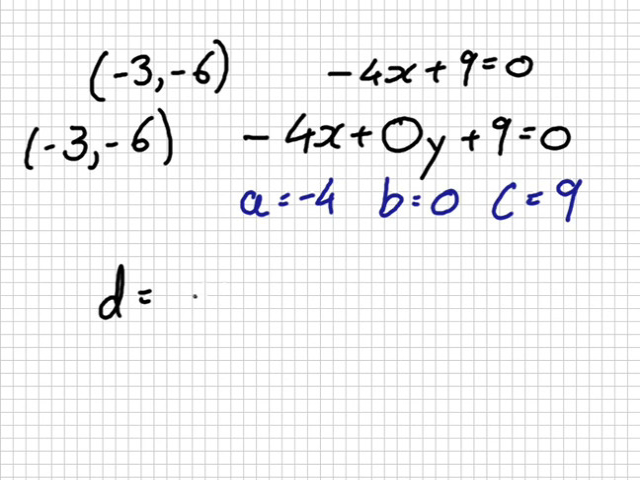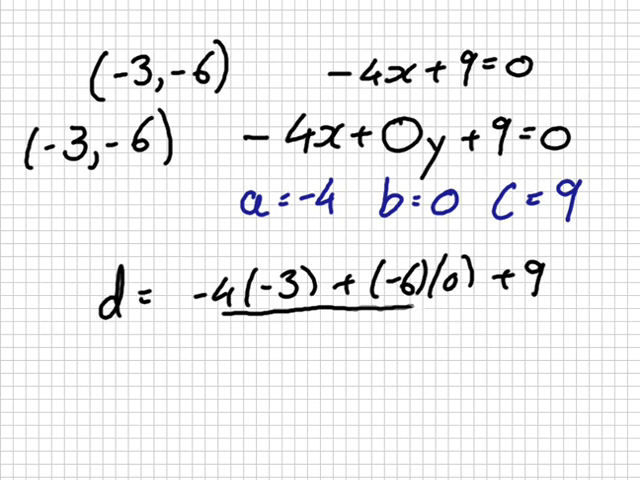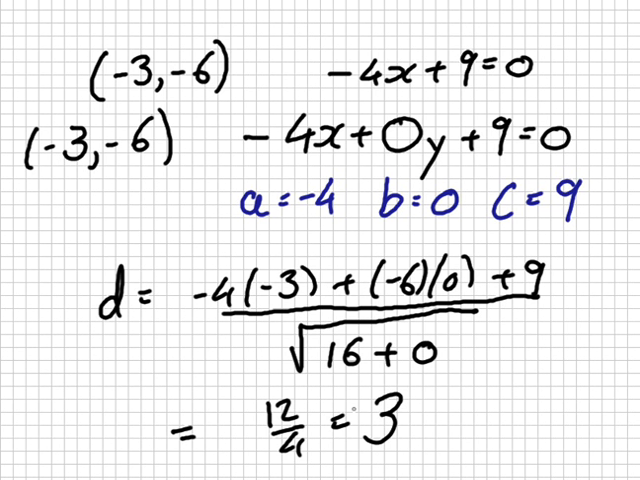So the distance would be -4 by -3 plus -6 by 0 plus 9 all over square root 16 plus 0. So that would be 3, is it? As the answer. No. Did I do something wrong? Oh, the 9. I forgot about the 9. Sorry. So that would be 12 plus 9, so 21 over 4.